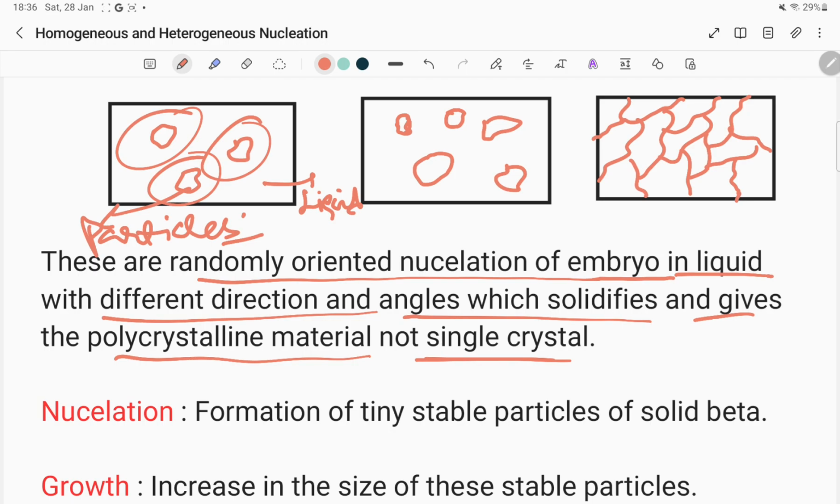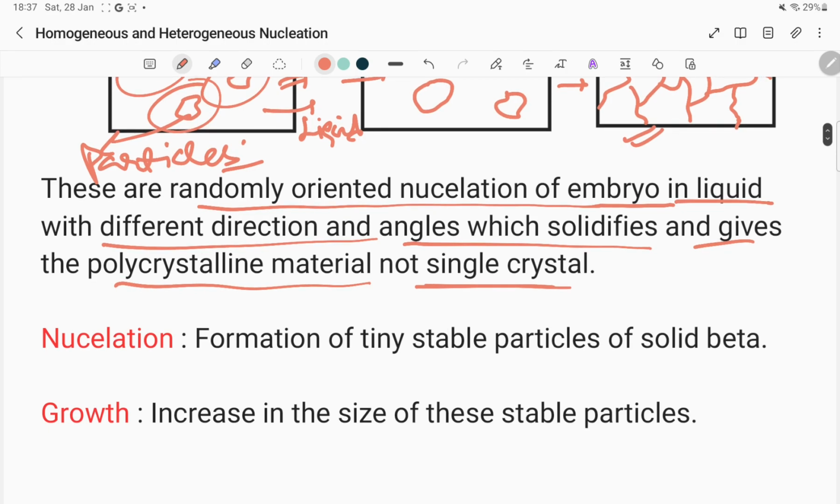So what is nucleation and what is growth? We can see this is the first stage of nucleation, this is the second stage, where a greater number of particles or embryos has been shown, and this is the third stage. Here we can see that different grains with different directions and sizes are there. So this is the polycrystalline material.